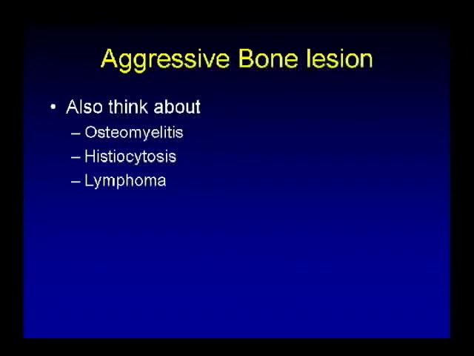However, whenever you encounter an aggressive bone lesion, always think about other differential diagnoses like osteomyelitis, which can mimic Ewing sarcoma, histiocytosis, which can mimic both Ewing sarcoma and osteosarcomas, and lymphoma as well.